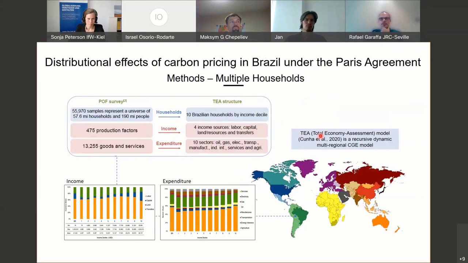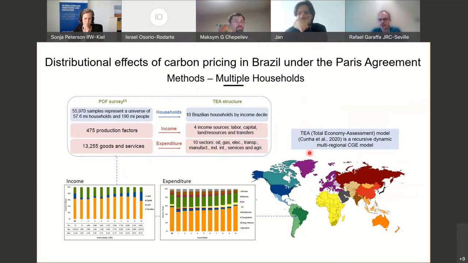We use the Total Economy Assessment model, the T model, which is a recursive dynamic multi-regional CG model that we started developing in 2017 with other colleagues. The main idea was to couple this model with an energy system model, which is the COFI model, to analyze climate change policies and so on. This model is based on the GTAP in GAMS in its static part, and for the dynamic setup, we calibrate it to the energy COFI model and other models like MIT for elasticities, for example, and so on and so forth.